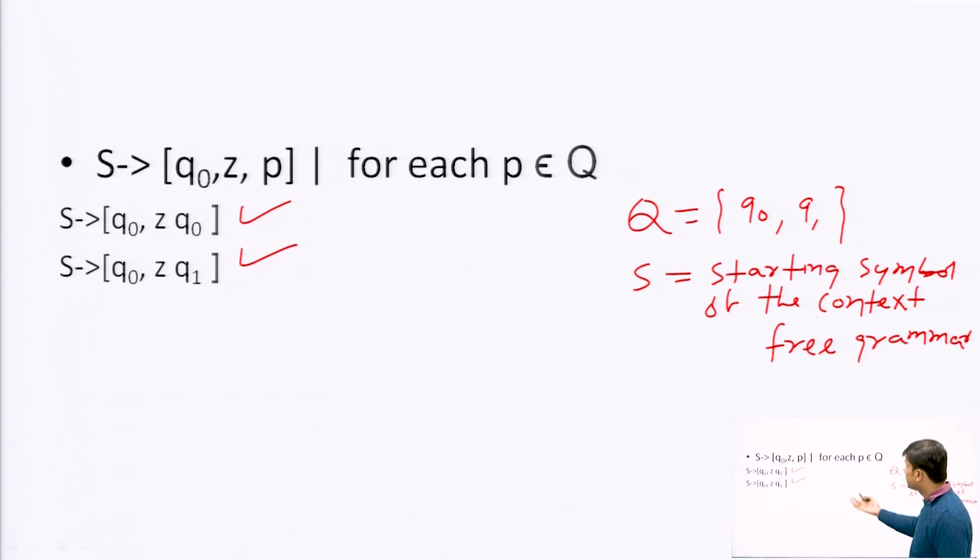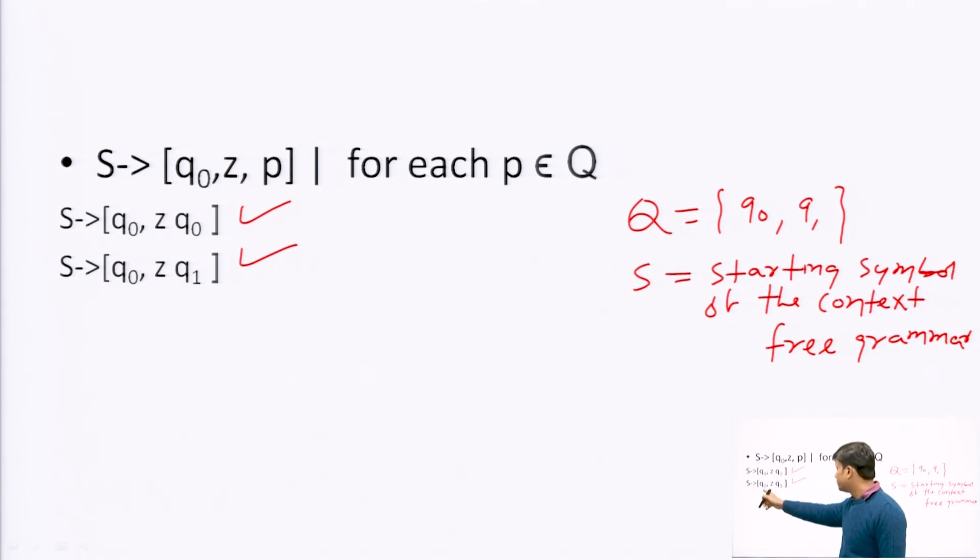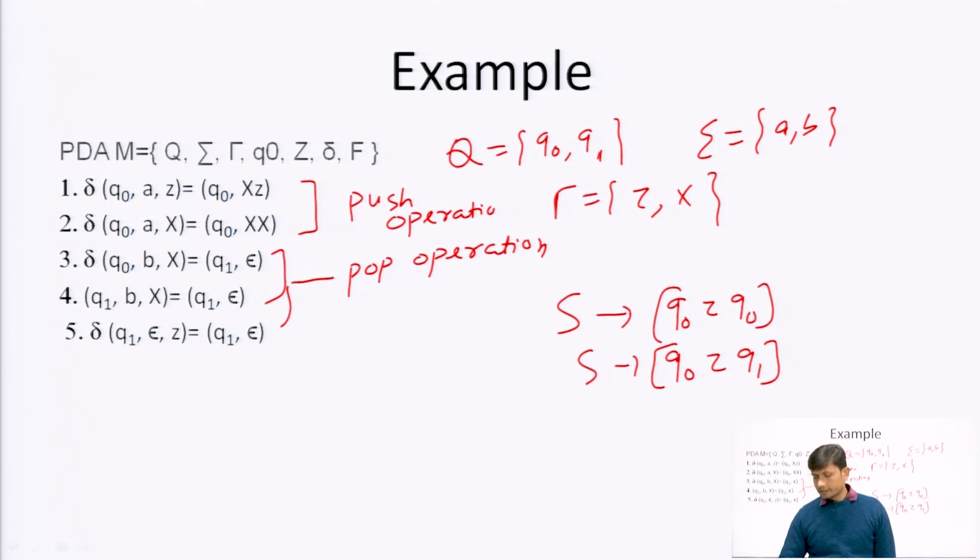If any number of states is there, say Q has Q0, Q1, Q2, then S derives [Q0 Z Q0], [Q0 Z Q1], and [Q0 Z Q2]. All of these square brackets, like [Q0 Z Q0], are single variables. Now we will see what the productions are. The grammar is given, and I have written serial numbers 1 to 5. There are 5 productions, so take the first production.